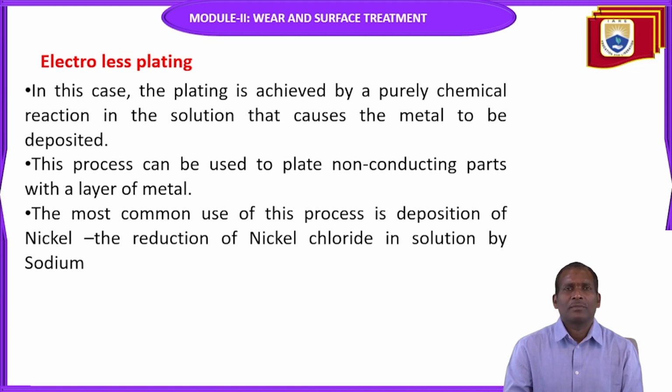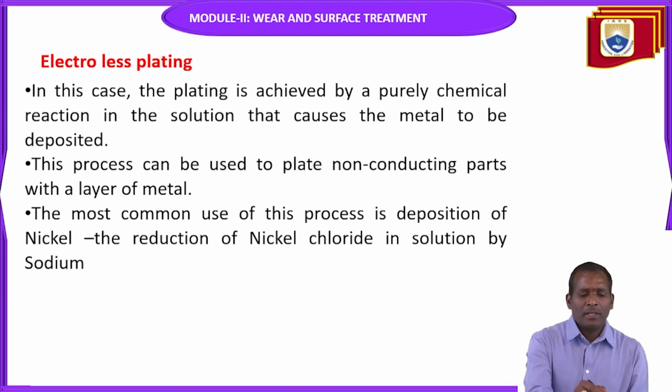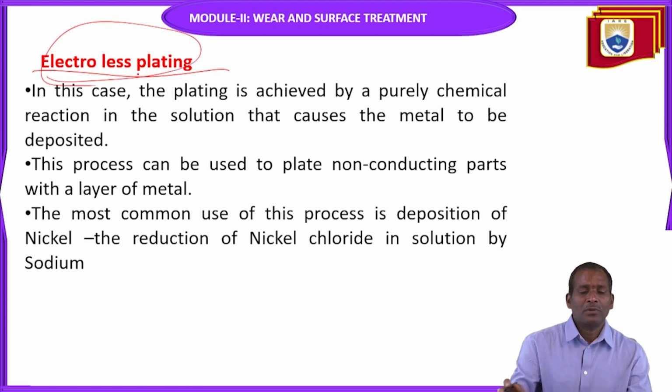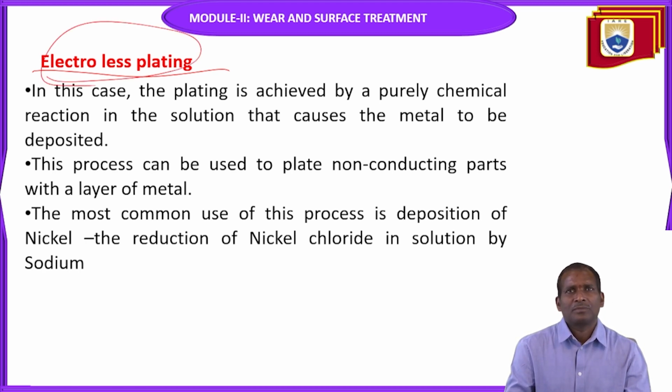Next, electroless plating. Mainly in this case, the plating is achieved by a purely chemical reaction in the solution that causes the metal to be deposited. Due to the chemical reaction only, the metal is deposited; here there is no need of electricity. That's why this process is called electroless plating. The plating is achieved with the help of a chemical reaction.